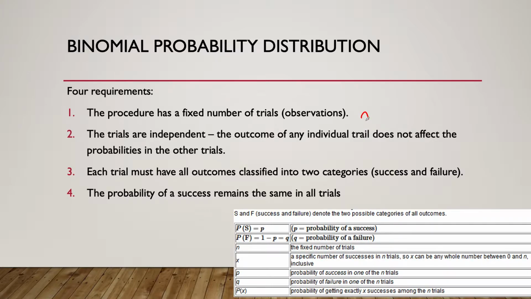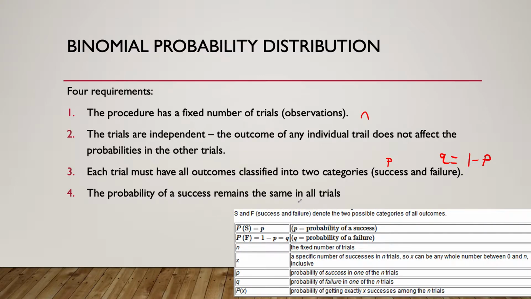Each trial must have all outcomes classified into 2 categories, success and failure. Success will be denoted by a P and failure by Q. You can also think of failure as just 1 minus P. And the probability of success remains the same in all trials.